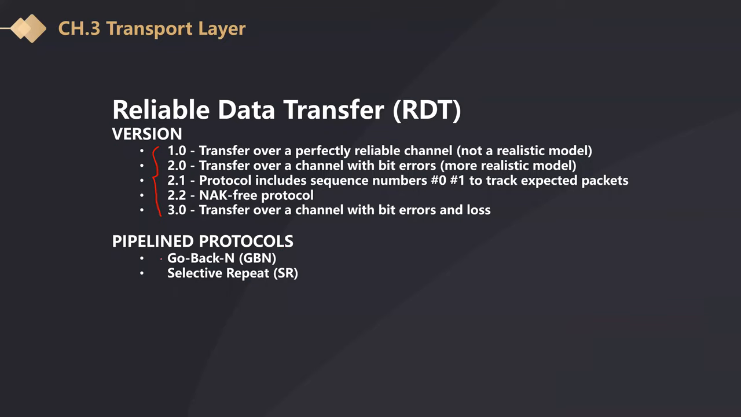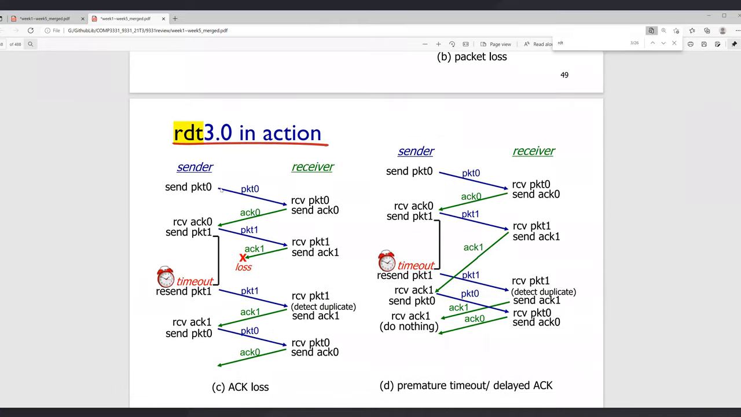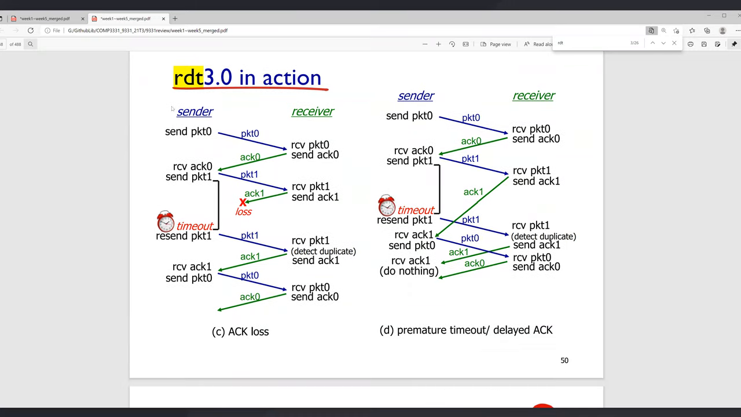And the next part will be Go-Back-N and Selective Repeat. It will also be theory content, so you just go through it by yourself and try some examples or draw the pictures yourself. If you're not familiar with the difference between RDT 3.0 and 2.0, the best way to understand it is to draw the pictures by yourself. Do the same thing, draw it, and then you will know it.